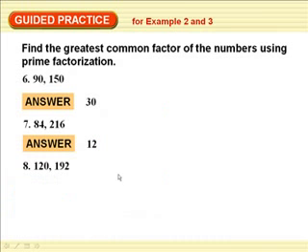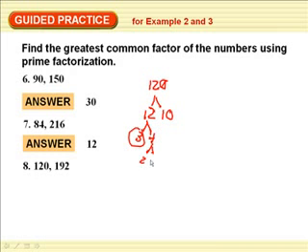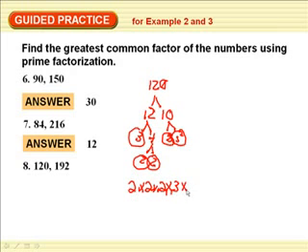120, let me get some more room up here, would be 12 times 10. 12 is, we can use 3 times 4. 3, we're done. 4 is 2 times 2. 10 is 2 times 5. So 2 times 2 times 2 times 3 times 5.